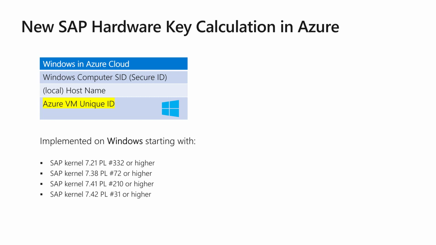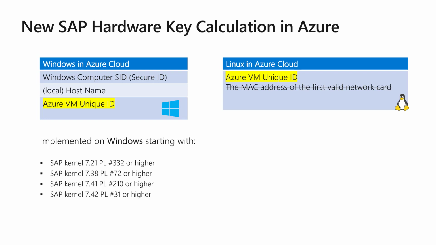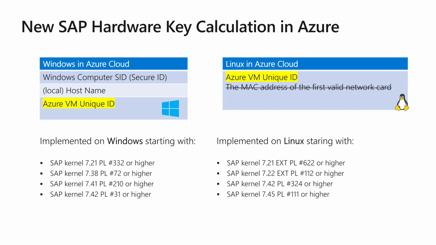So the 721 up to 742 patch level 31 and higher, of course. On Linux, the MAC address is not used anymore, but only the Azure VM Unique ID. And this change is introduced in the kernel versions of SAP shown below.